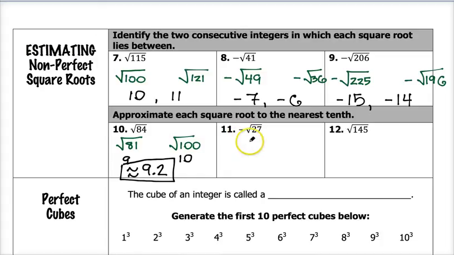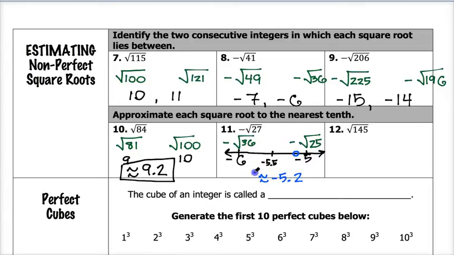Next we have negative square root of 27. So negative square root of 27 is going to be somewhere between the negative square root of 36 and the negative square root of 25. That means it's going to lie somewhere between negative 6 and negative 5. Think about on a number line where negative 6 and negative 5 are, and what numbers are in between. Right in the middle would be negative 5.5. Everywhere from here to here is negative 5.1, negative 5.2, negative 5.3, and from here to here is negative 5.6, negative 5.7. 27 is closer to 25, so it's going to lie somewhere in this region closer to negative 5. So something like negative 5.2 would be a good approximation for the negative square root of 27.